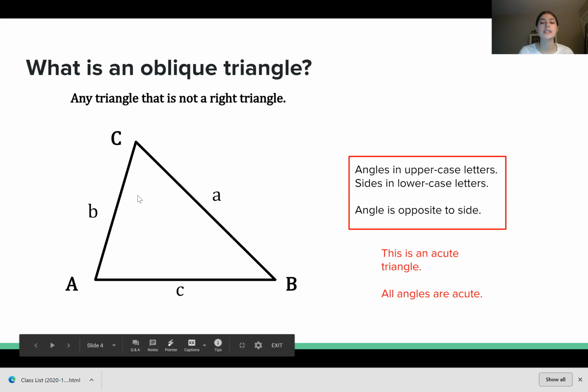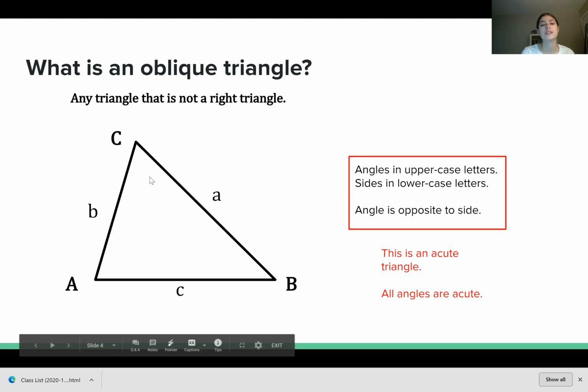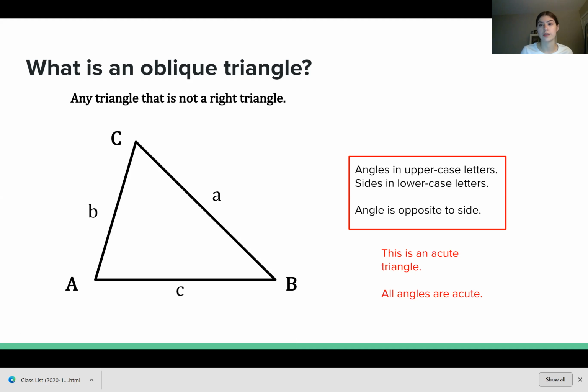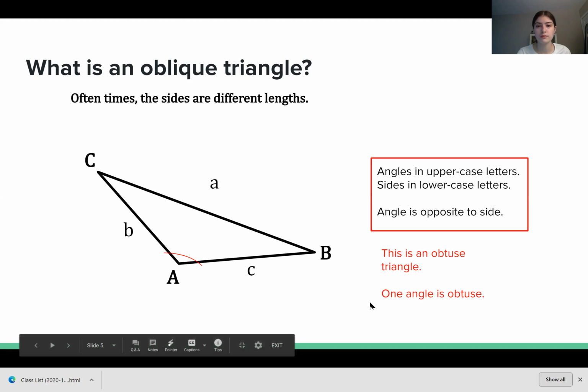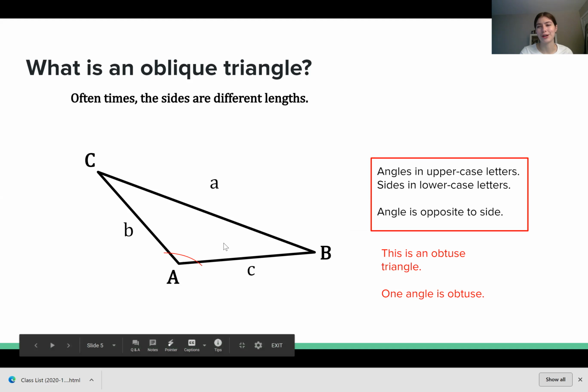Okay, this is an example of an acute triangle. And why is it acute? Because all of these angles inside of this triangle are acute. And hopefully we remember that the word acute means smaller than 90 degrees. Now here is an example of an oblique, or not oblique, it is an oblique triangle, but this is an obtuse triangle, all right?